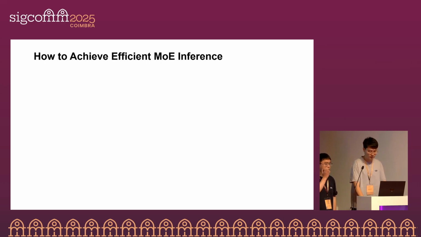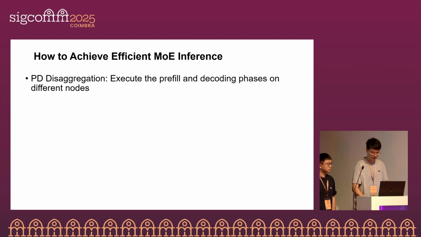So, how can we build an efficient MOE inference service? Existing solutions mainly rely on two technologies, PD disaggregation and large-scale expert parallelism. PD disaggregation takes note of the different characteristics of the prefill and decoding phase in LLM inference. Collocating these two phases will lead to severe interference. Therefore, it is proposed to execute the two phases on different nodes. This avoids interference and allows us to optimize each phase based on its workload. For example, we can apply different parallel strategies to each phase.